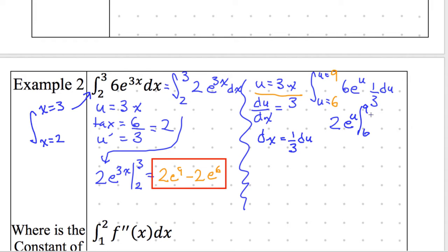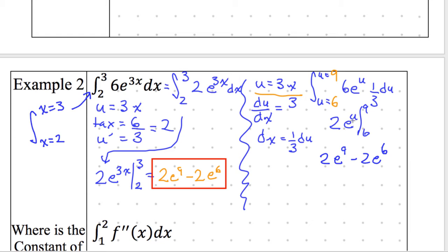So the cool thing about u substitution when you change the bounds like this is you don't actually have to switch the u back to x. Look what happens. I can just plug in 9 and 6 because those are values of u. I can plug them in directly right now. And if I do that, I get the following answer. 2e to the 9 minus 2e to the 6, which is the exact same answer that we got over here.